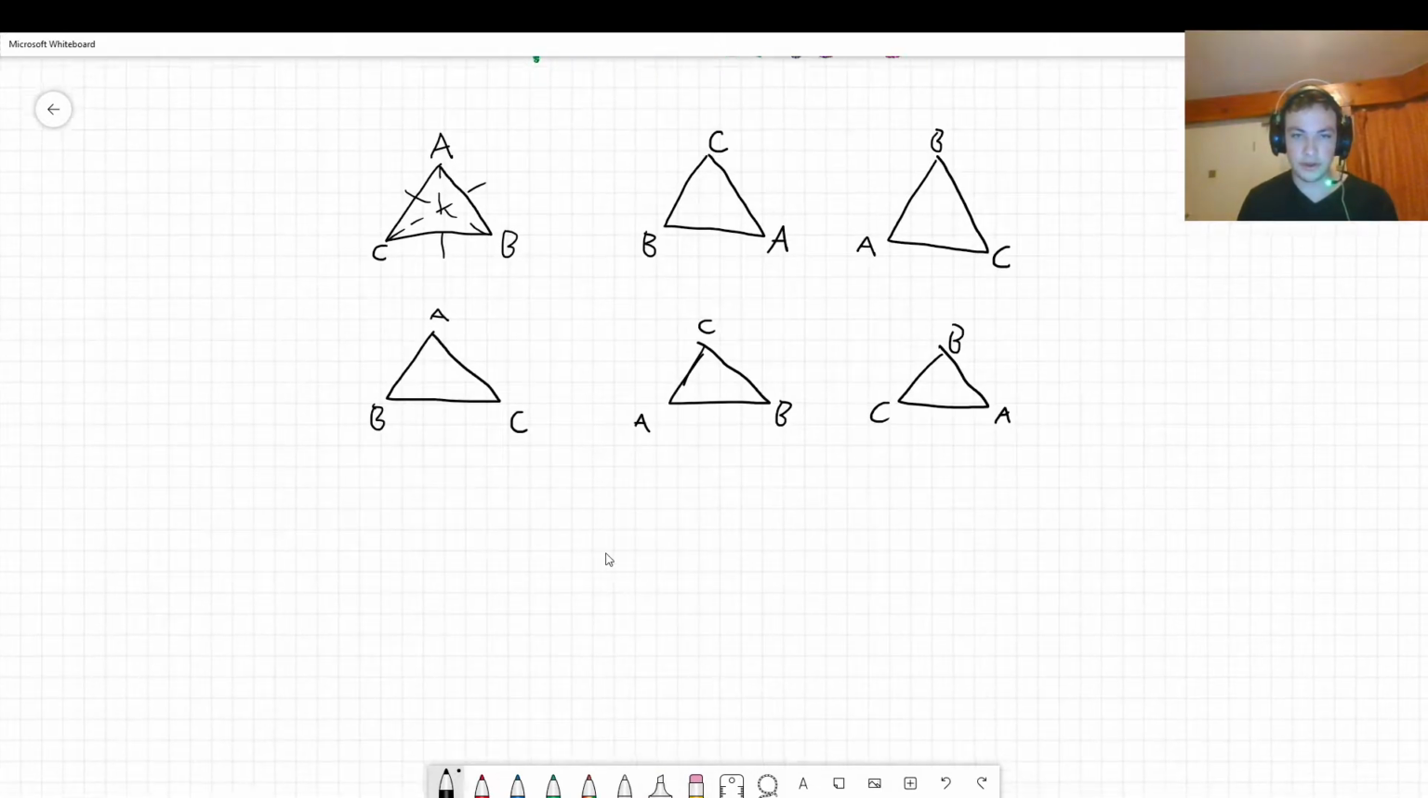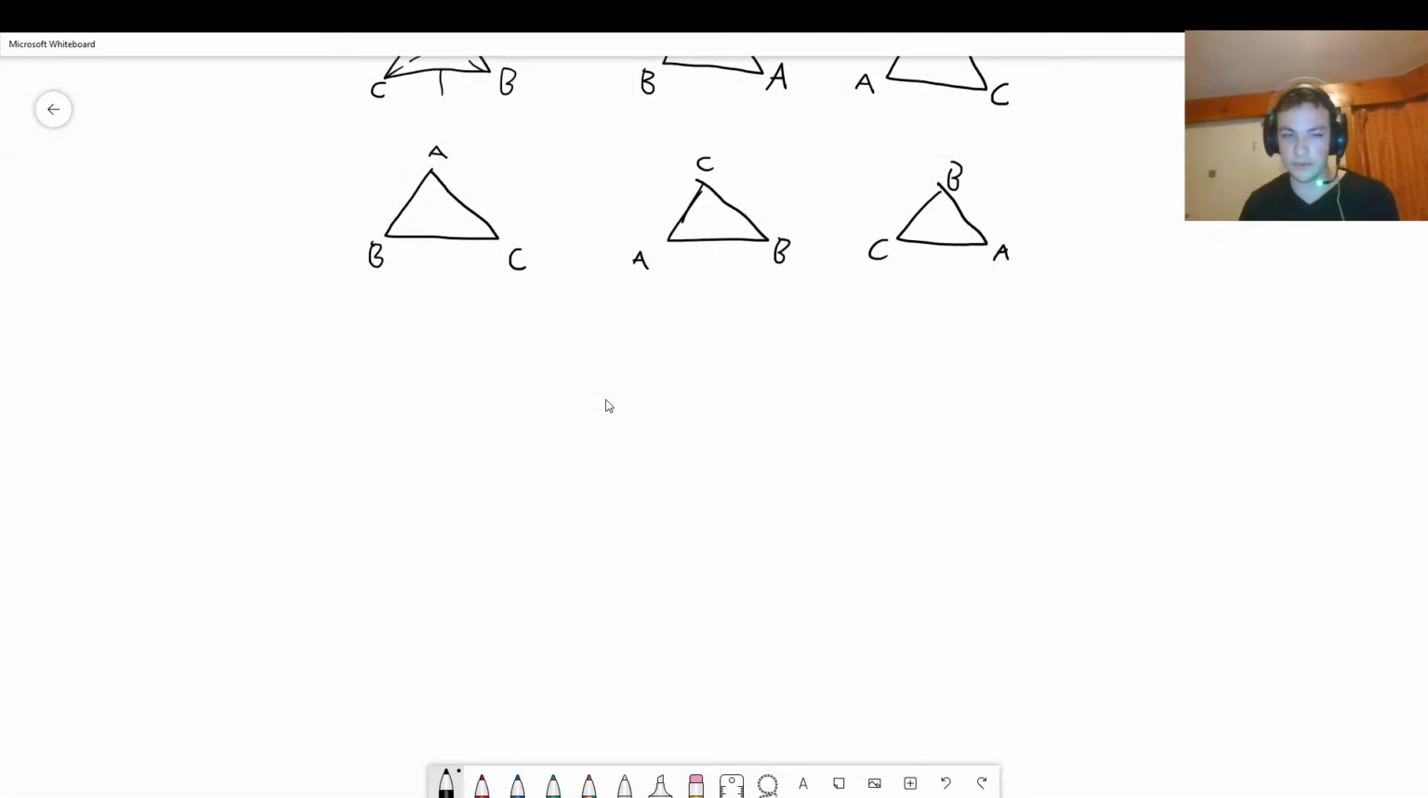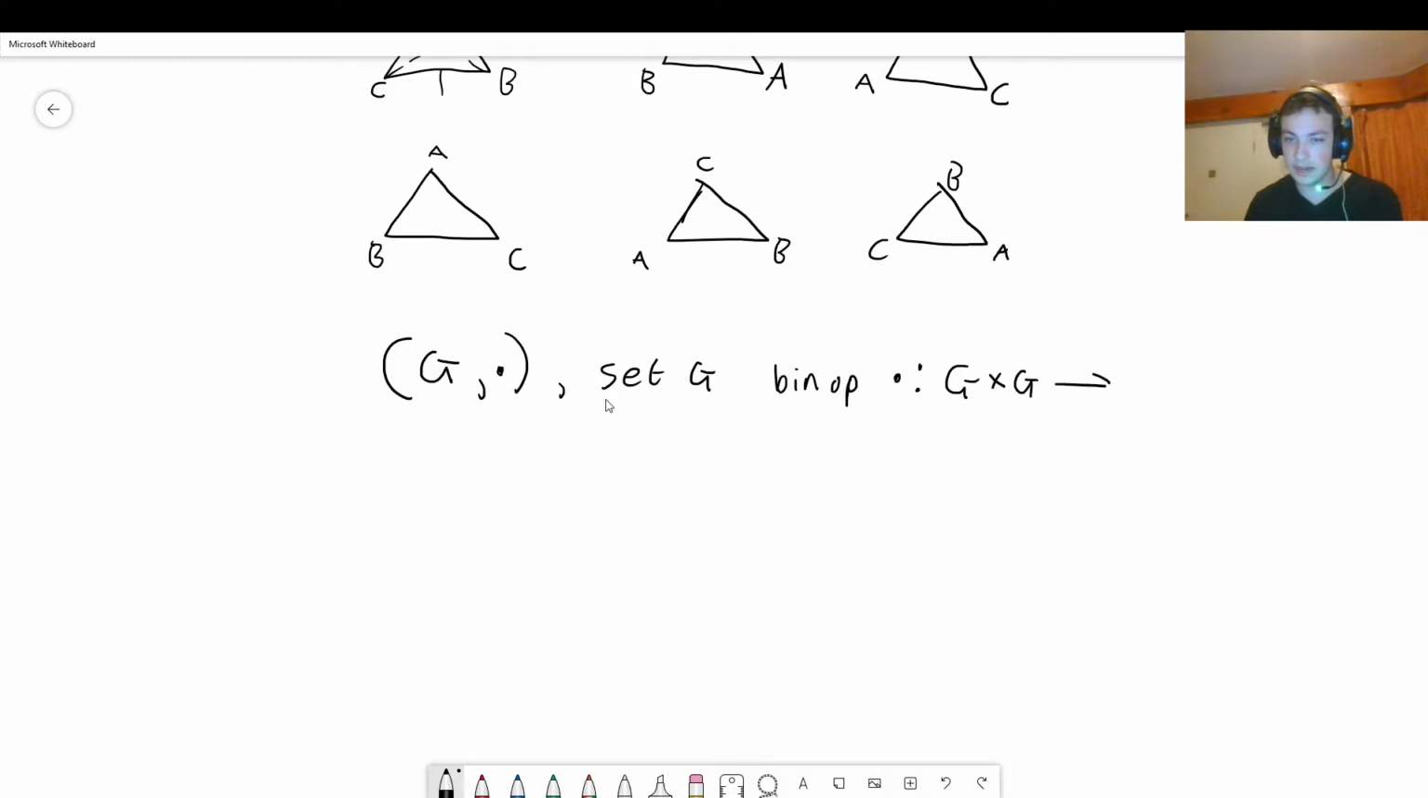Okay, so mathematically, a group, we write it like this, as an ordered pair of a set G and a binary operation dot, which takes two elements from G like this, and returns another element of G. It always has to return another element of G. And it has to follow the three axioms, such that we need associativity.